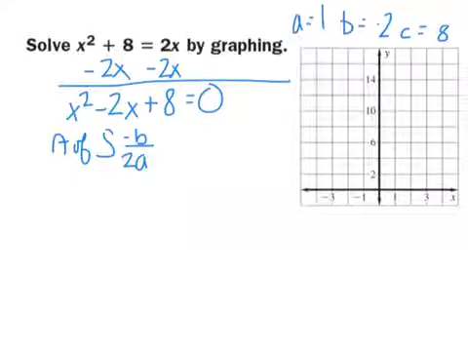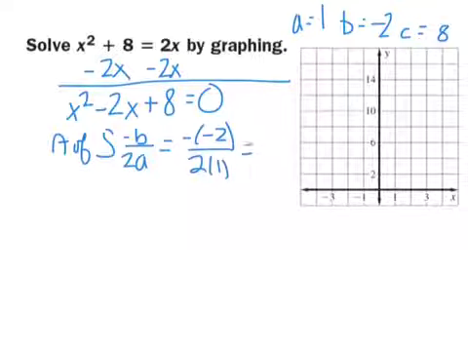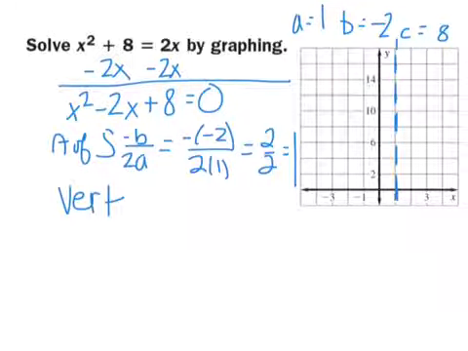Okay, so as I solve this one, I'm going to plug in a negative, negative 2, because that b term is negative, over 2 times 1. Negative times a negative is a positive, so I have 2 over 2, which gives me an axis of symmetry at 1. Draw that in with that dashed line. Now that I know where my axis of symmetry is, I can find my vertex because I know the x-coordinate is on that axis of symmetry, so my x-coordinate is 1.